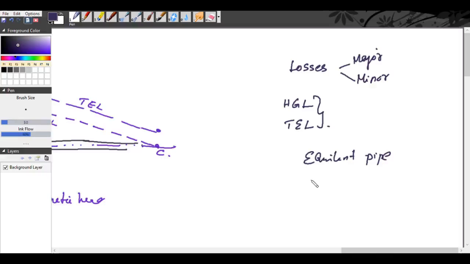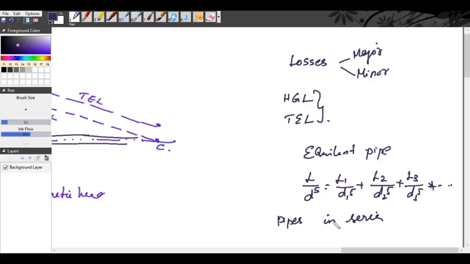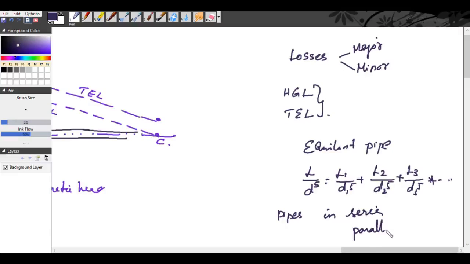So the condition is L by D raised to 5 is equal to L1 by D1 raised to 5 plus L2 by D2 raised to 5 plus L3 by D3 raised to 5 plus etc. Then we saw the pipes connected in series and pipes connected in parallel. So these much concepts we have studied. So with this, the concepts of the last modules are over. We have problems related to this. So 3 or 4 classes we will do the problems related to this concept. And with that, our third module will be completed. Thank you.